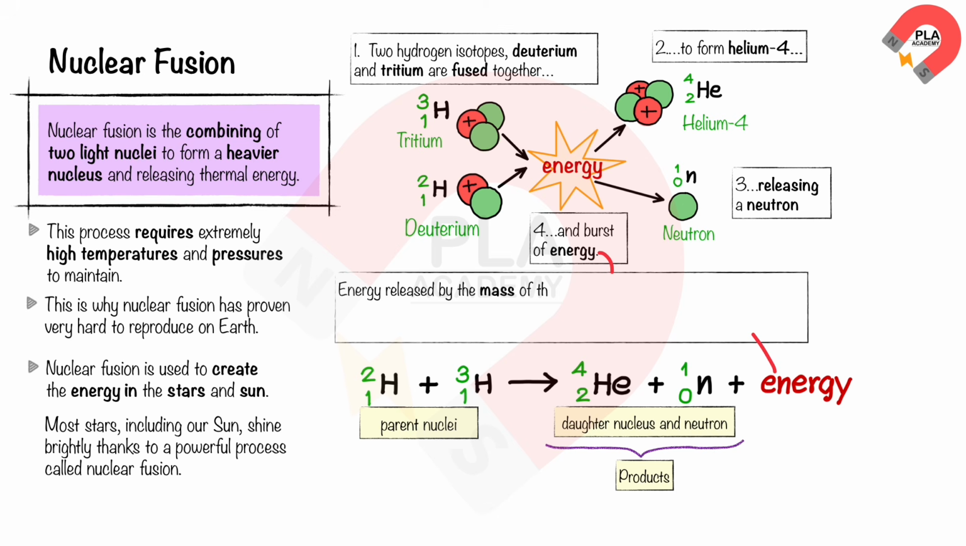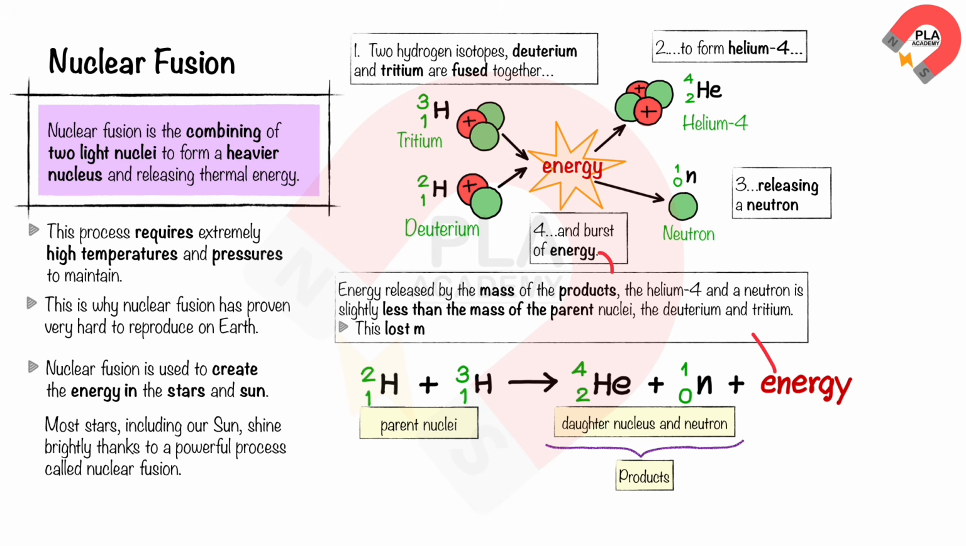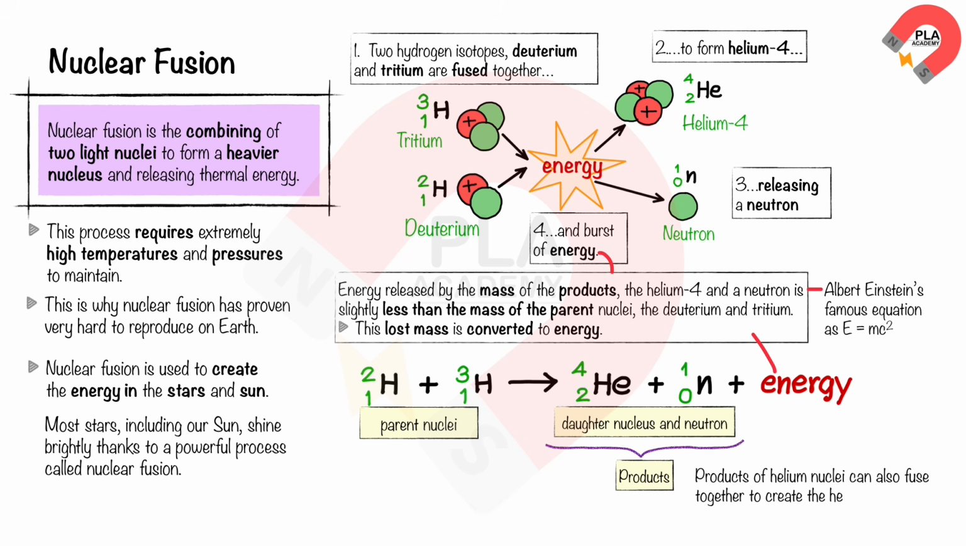The mass of the products, the helium-4 and a neutron, is slightly less than the mass of the parent nuclei, the deuterium and tritium. This lost mass is converted to energy. This is because of the mass-energy equivalence, with Albert Einstein's famous equation E = mc², which means that mass can be converted into energy and vice versa. The products of helium nuclei can also fuse together to create a heavier nucleus, resulting in a chain reaction.